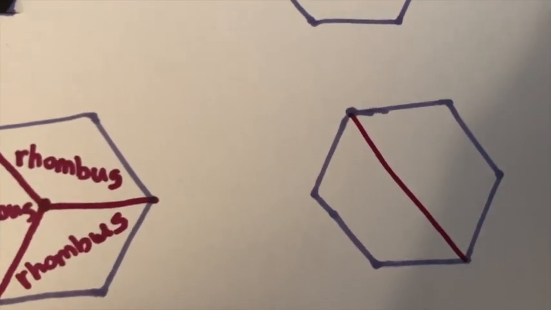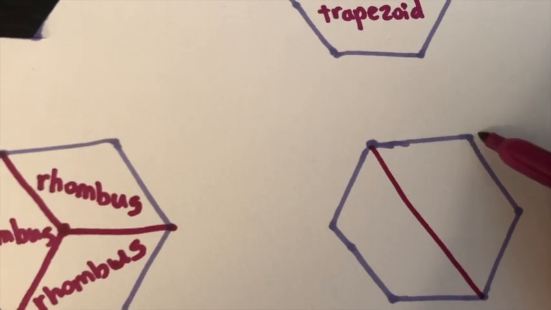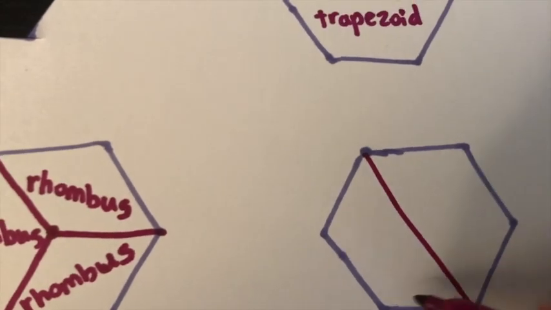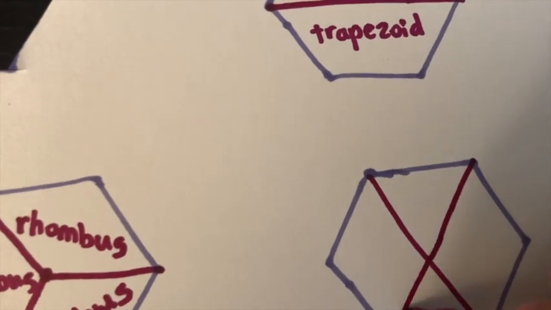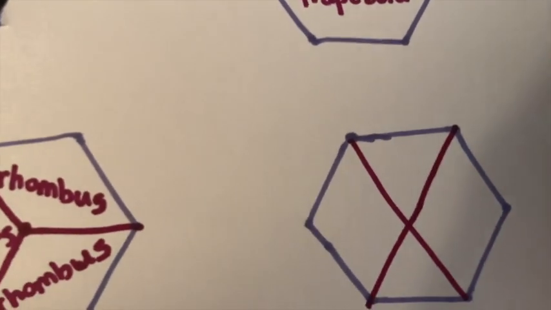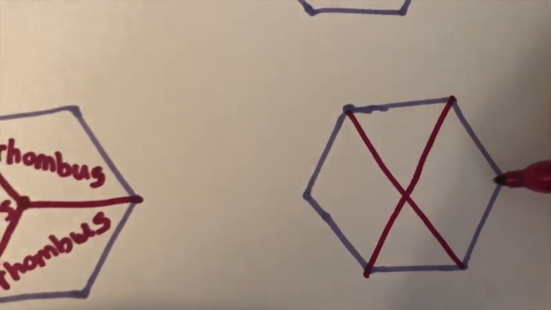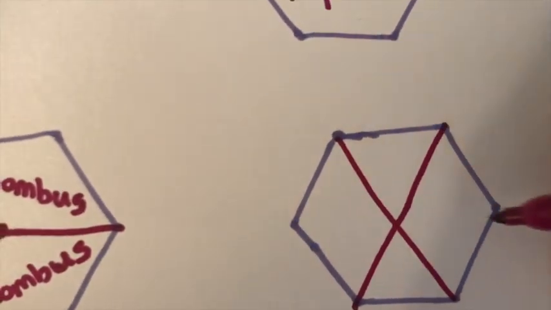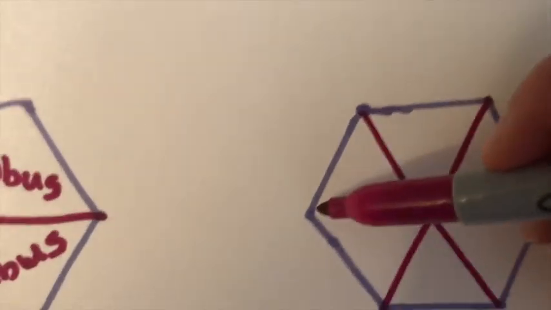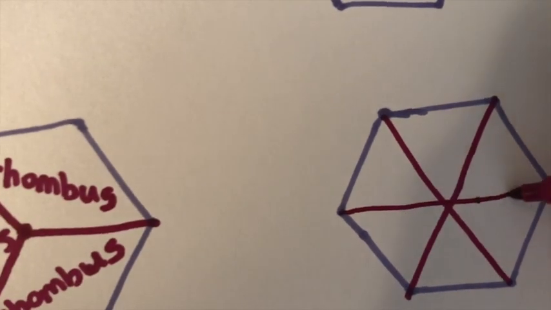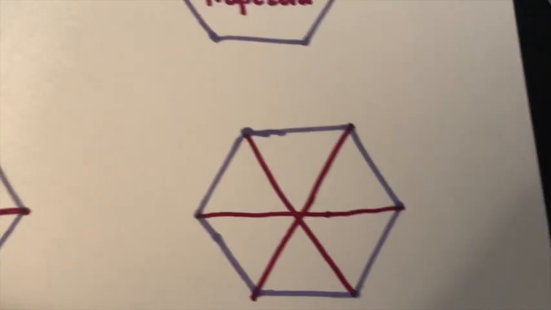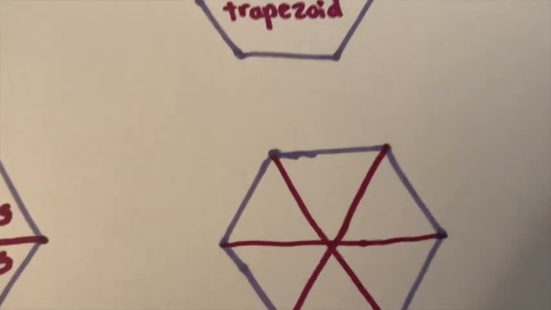Like that. And then you're going to crisscross. You're gonna do a line from this vertex to this vertex to make a giant X. And then you're going to draw a line right in the middle here, from this vertex all the way to this vertex. And now we have our 6 triangles.